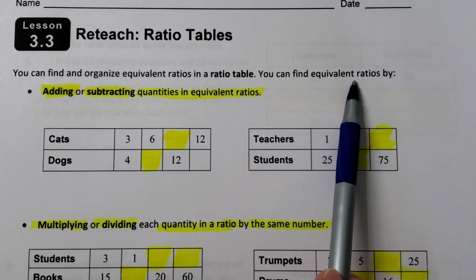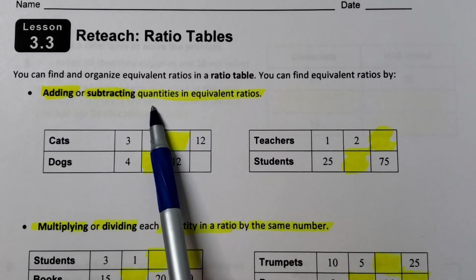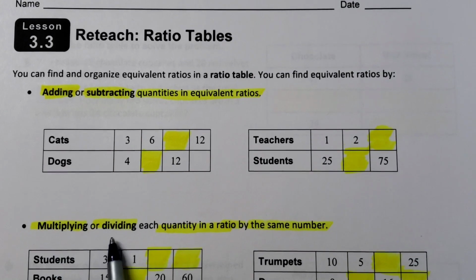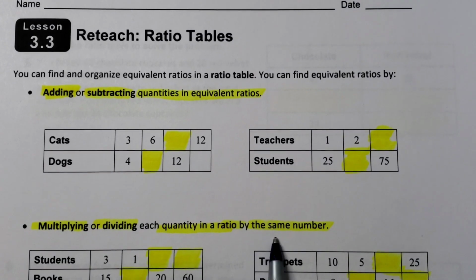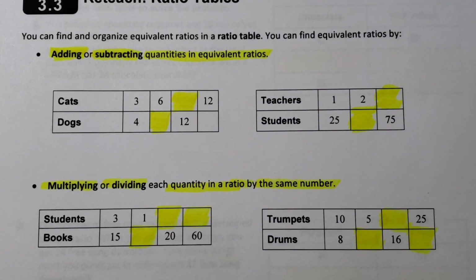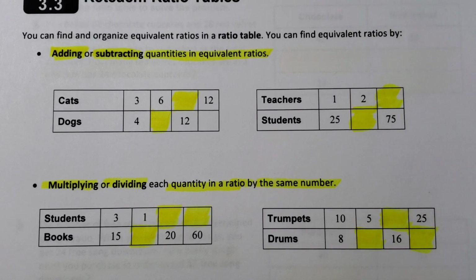You can find equivalent ratios in two ways: adding or subtracting quantities in equivalent ratios, or multiplying or dividing each quantity in a ratio by the same number. So again, using ratio tables really helps you to organize data or information. So let's try the first method.